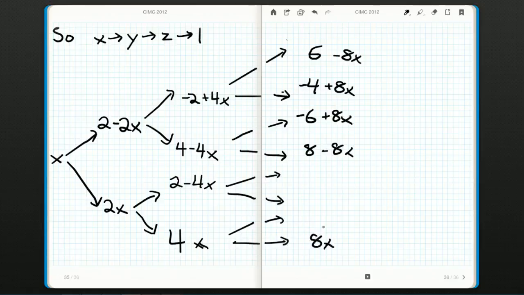So working from the bottom a little bit, we get 8x and then minus 2 minus 8x. And here we have 4 minus 8x. And then this one in here, we have 2 minus twice 2, so that's negative 2, and that'll be plus 8x. Okay? And we could label these.